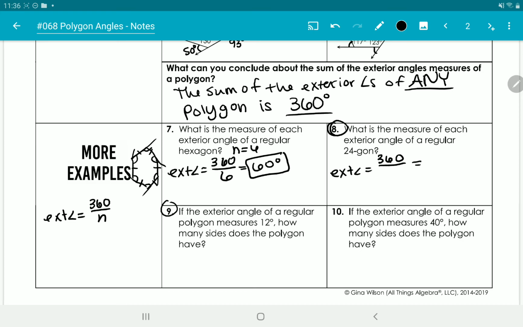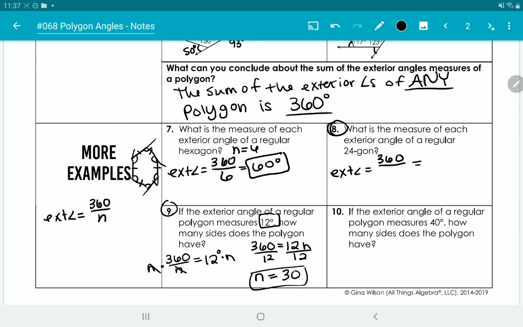I'm going to go ahead and show you number 9 because it's a little different. So we still have 360 over n equals the exterior angle, but this one tells you the exterior angle of a regular polygon measures 12. So we know that this is equal to 12 degrees. Well, we need to solve for n. Dividing by 360 won't help because we have 1 over n. So we'll multiply both sides by n to get it to the other side. Those cancel out, so we get 360 equals 12n. And then we can just divide by 12, giving us that n is equal to 30. So the number of sides is 30.